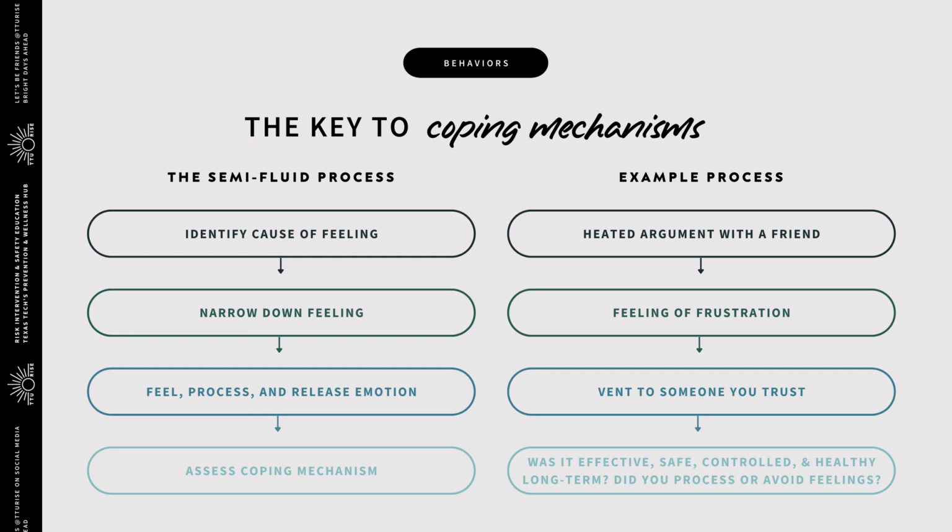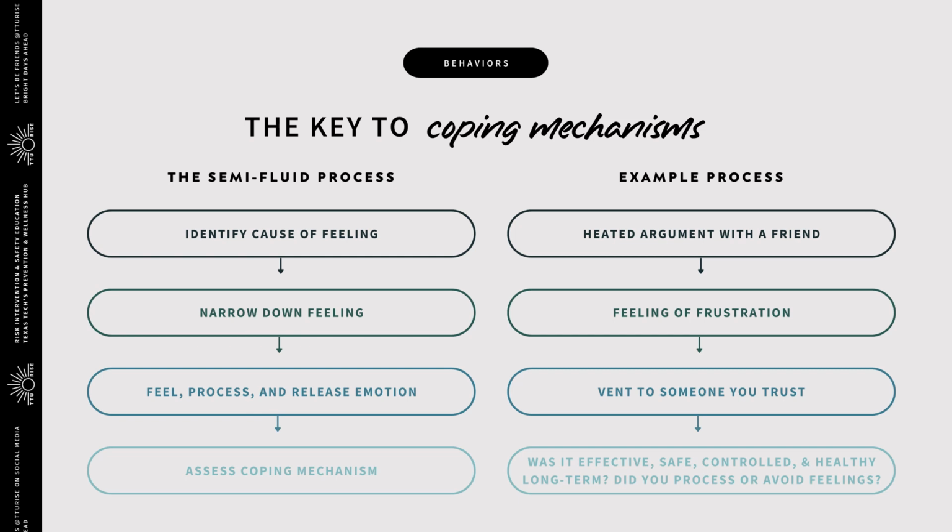What caused the feeling that you were experiencing? What were you specifically feeling? You can use the picture that we had you take of the emotions wheel on your phone earlier to narrow down your feeling to something more specific. Next, what is the coping mechanism you're using, and explain how you feel, process, and release your emotion with that coping mechanism.